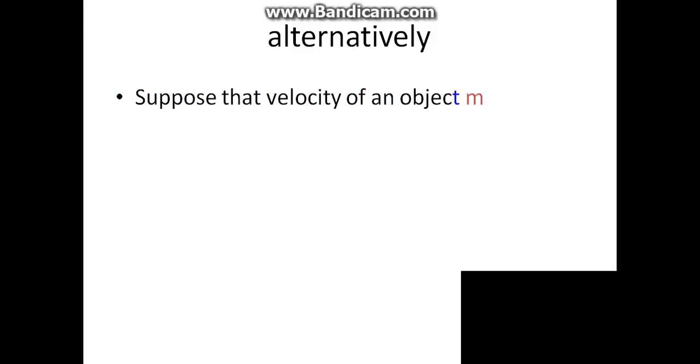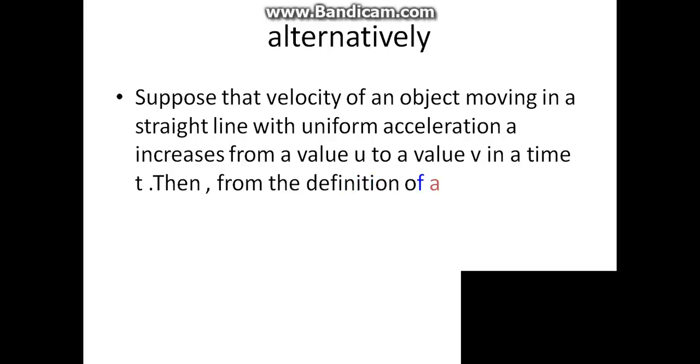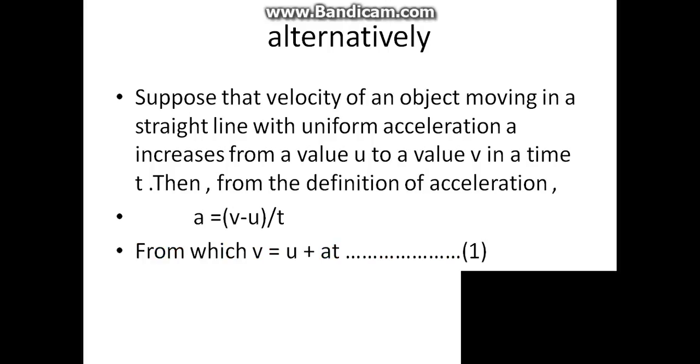Alternatively, suppose the velocity of an object moving in a straight line with uniform acceleration a increases from a value u to a value v in a time t. Then, from the definition of acceleration, a is equal to (v minus u) all over t, from which v is equal to u plus at. This will be our equation 1.